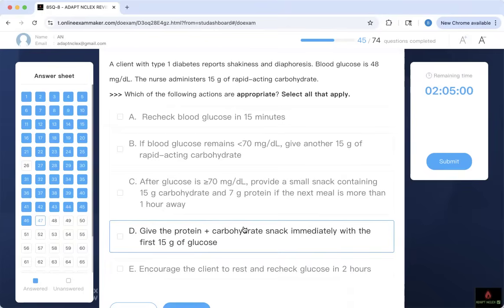The concept here: after somebody has hypoglycemia and you give them 12 grams of rapid-acting carbohydrate, what do you do next? Recheck their blood glucose in 15 minutes. If blood glucose remains less than 70, give them another 15 grams of rapid-acting carbohydrate. After glucose is greater than 70, provide a small snack containing 15 grams of carbohydrate and 7 grams of protein. If the next meal is more than 1 hour away, give the protein and carbohydrate snack immediately with the first 12 grams of glucose. Encourage the client to rest and recheck glucose in 2 hours.